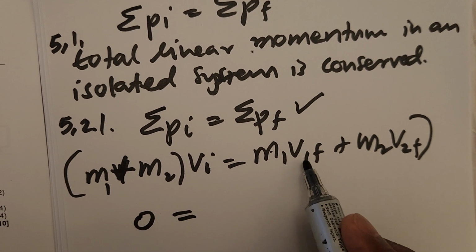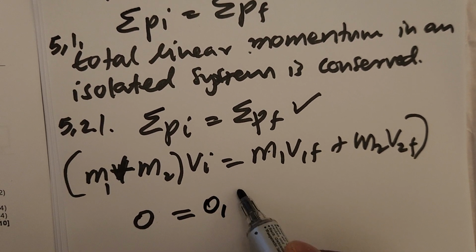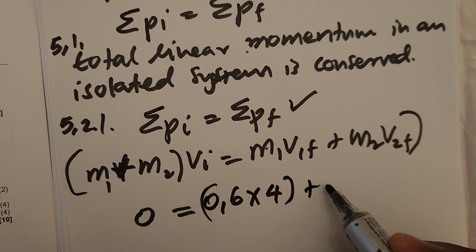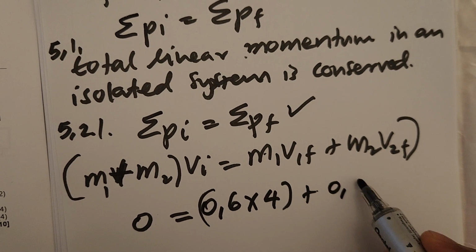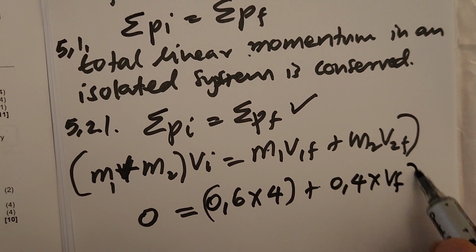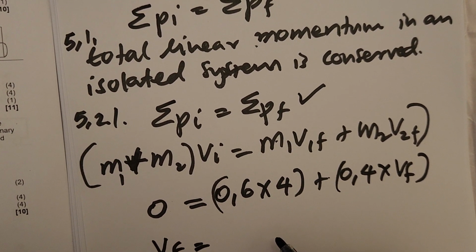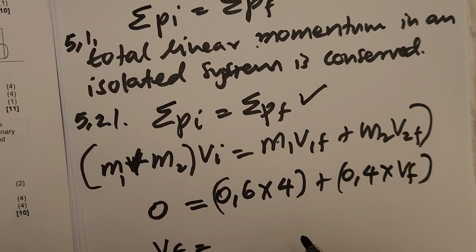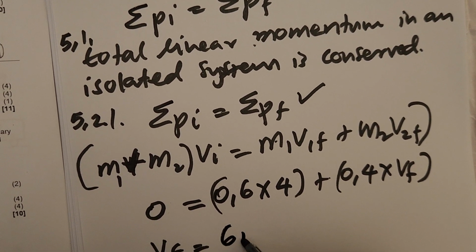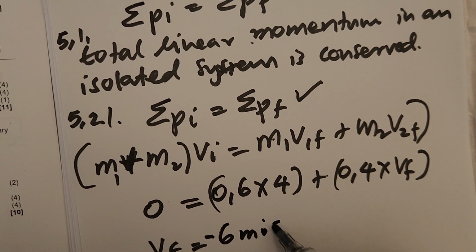Now after the explosion, if this one is Q, then Q is 0.6 multiplied by 4, and then P is 0.4 multiplied by Vf. Then we are calculating Vf now using your calculator. You must find that Vf will be negative 6 meters per second.